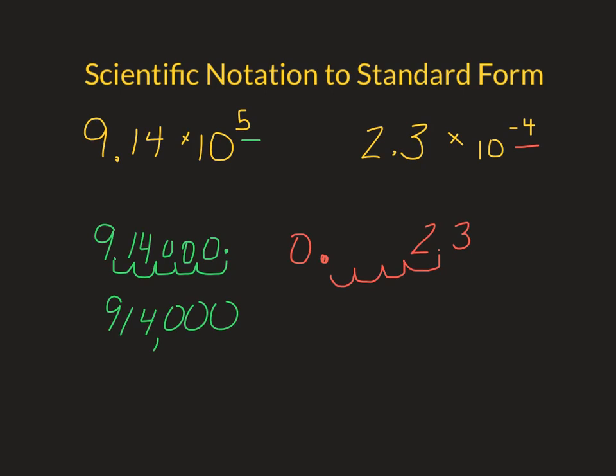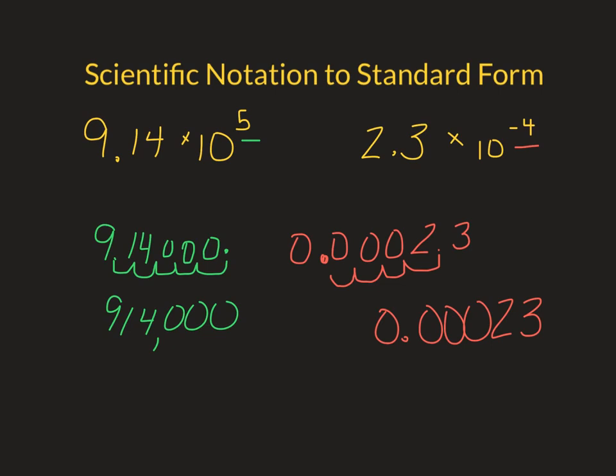Remember, a 0 always goes in front of your decimal if there's no number. And once again, I can now fill in these blanks. There's 1, 2, oh, there's 3 in this one as well. That's funny. All right, so then when I rewrite it, it's 0.00023.